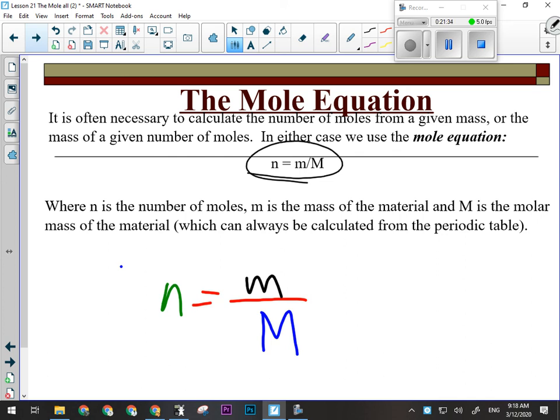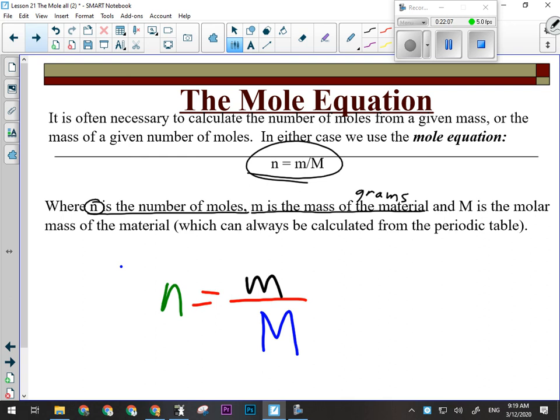Okay, here's what we have to know. We have to know what each part of this represents. So n is the number of moles of the material. Lowercase m is the mass of the material, and that's always going to be in grams.